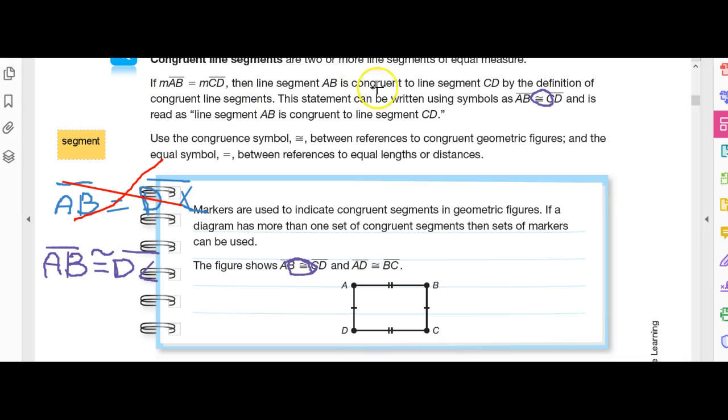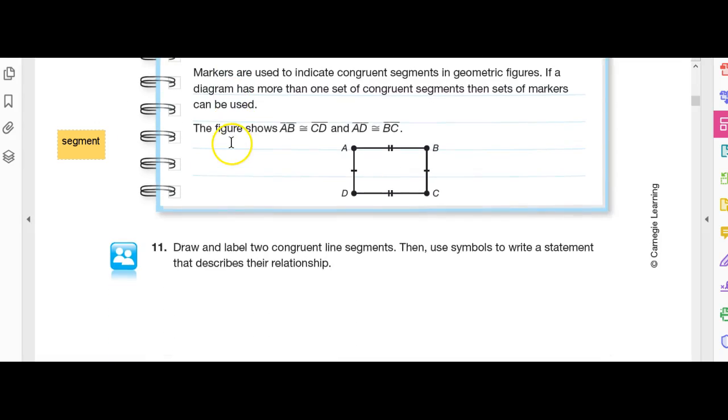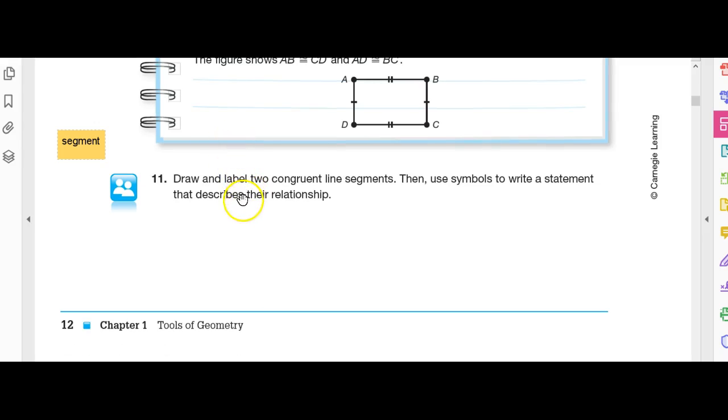Got it? Okay. That's a small little thing as well, but if you understand that concept, it's going to help you a lot in geometry. We get so many other problems like this.